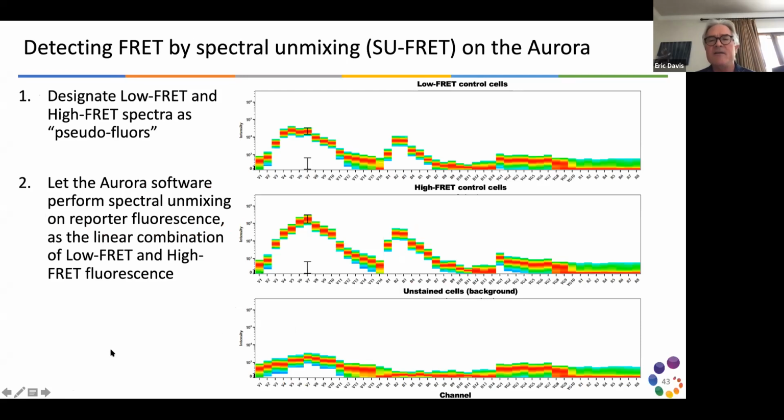So to show how we did this, assessing FRET by spectral unmixing is very simple. These same spectra for the low FRET control and the high FRET control, we simply have to designate as fluors, or we might call them pseudo fluors, and tell the instrument to use its software to linearly unmix the fluorescence of the reporters as a combination of low FRET and high FRET.